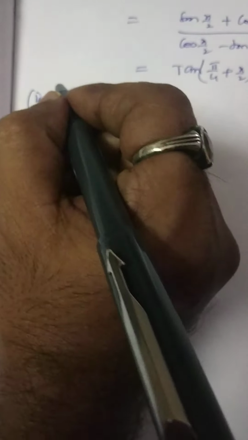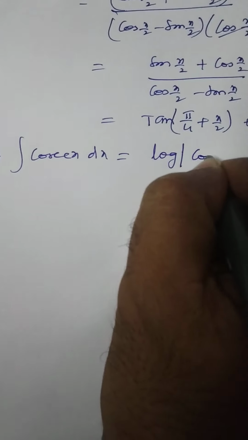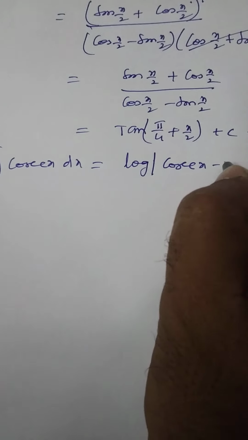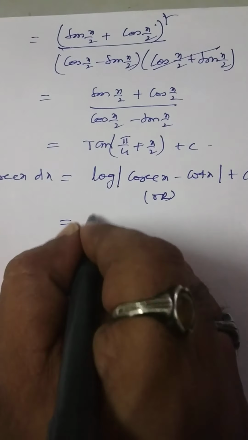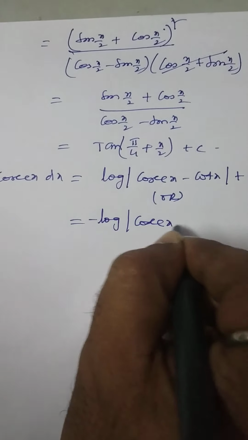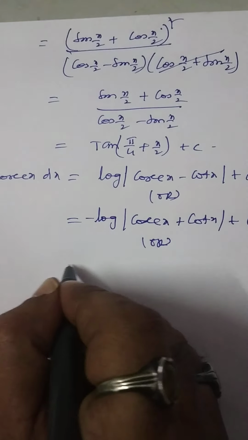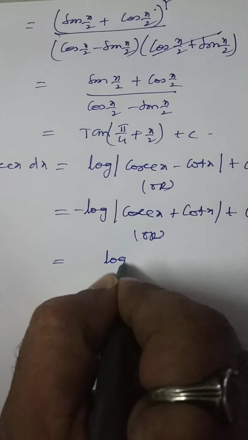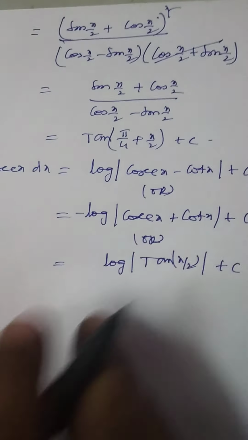Similarly the fourth one, the last formula in this session: integration of cosecant x dx is equal to log of cosecant x minus cot x plus c, or we also have minus log of cosecant x plus cot x plus c, or one more, log of simply tan x by 2 plus c we are going to get.